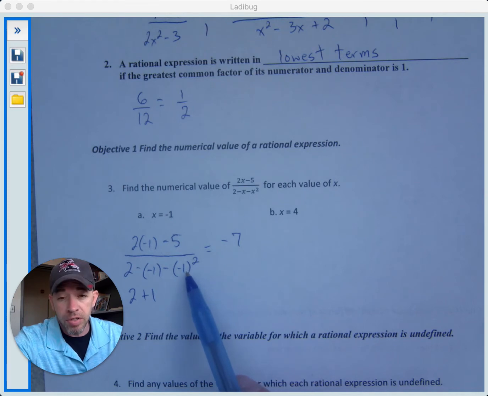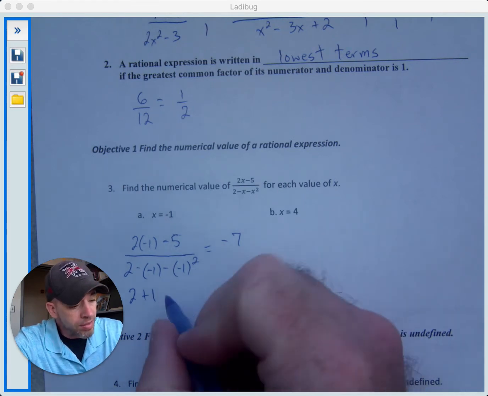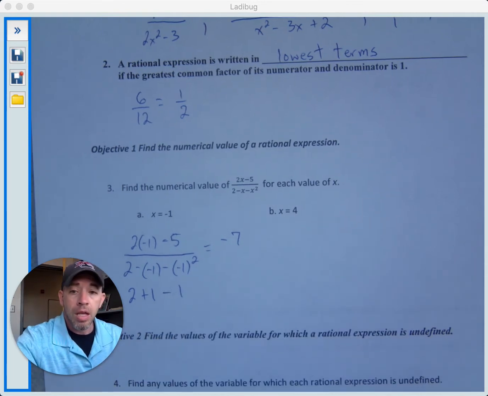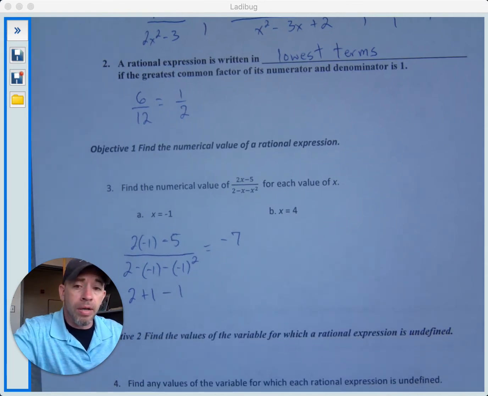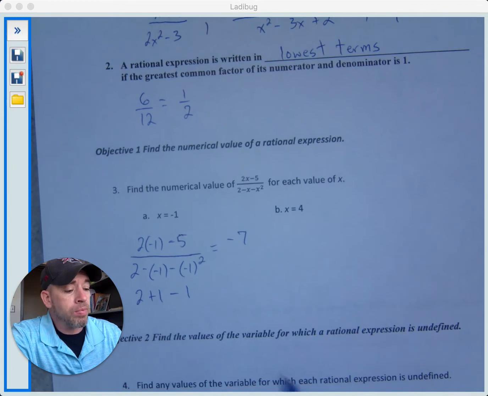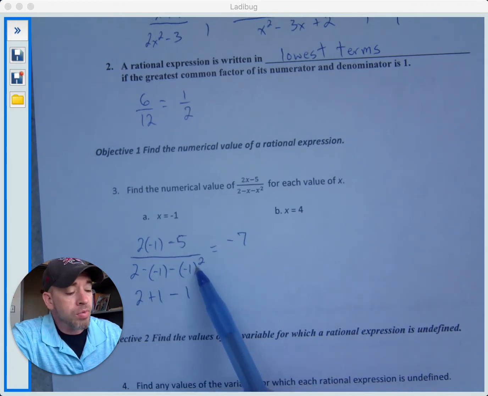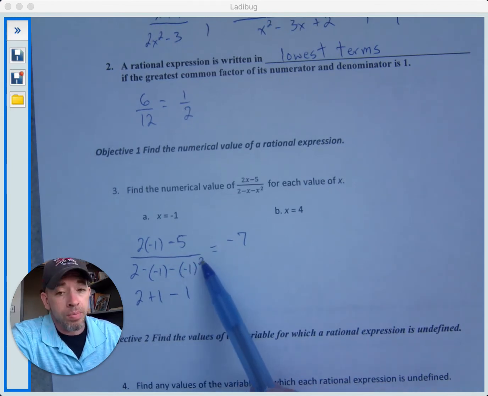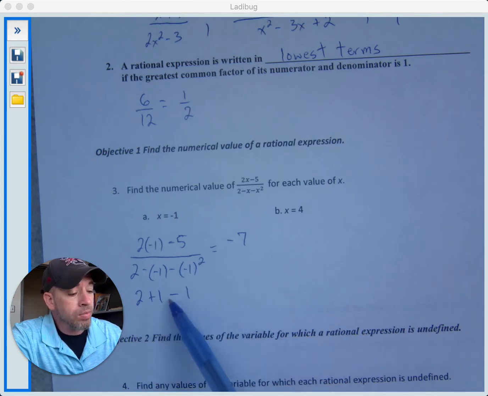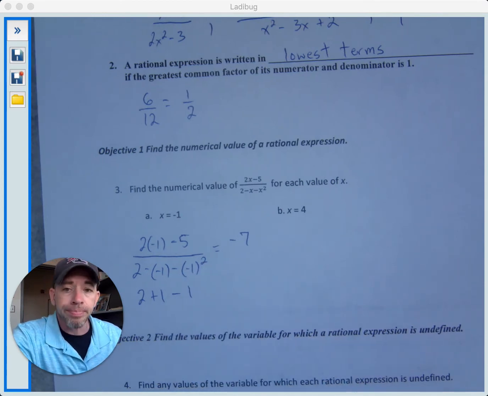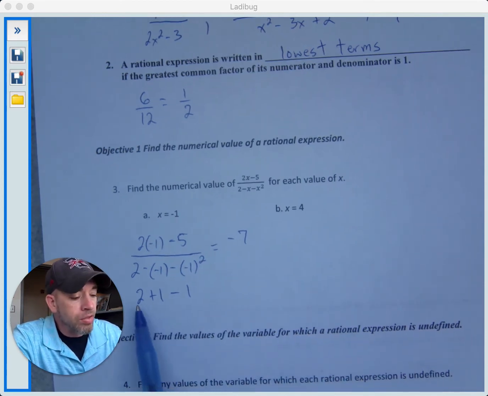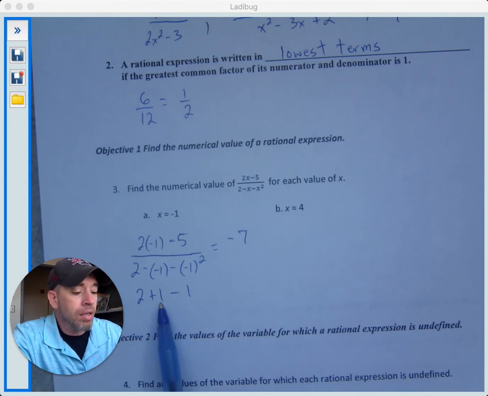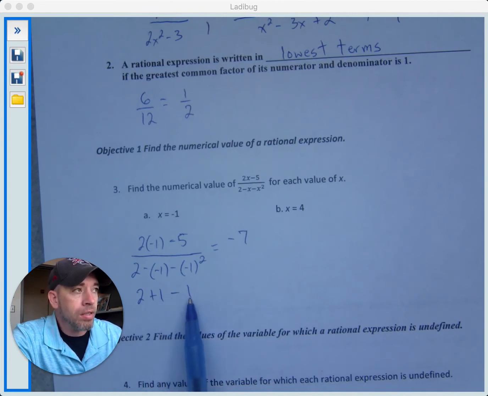So we actually have to square the negative 1, which is positive 1, and then we subtract it. So this would be minus 1. That might be a little confusing, but it's all about order of operations. We do exponents first, right? So we have to square the negative 1 first, which is a positive 1, and then we're subtracting the positive 1. So let's see, what do we get? 2 plus 1 is 3, minus 1 is 2, right?